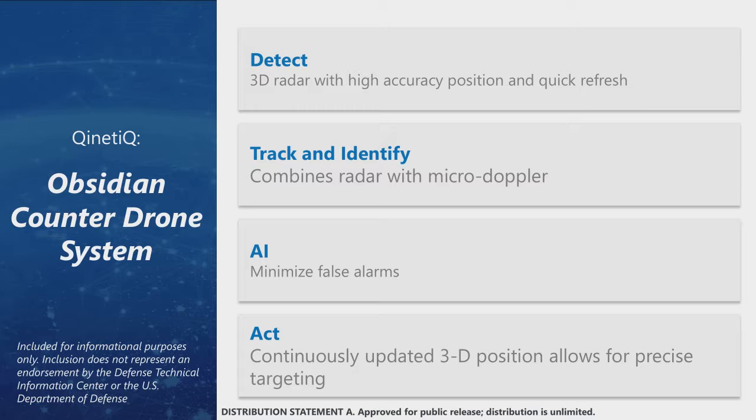From a company called Kinetic, the Obsidian counter drone system uses 3D radar with high accuracy position and quick refresh. It combines radar with microdoppler acoustic technology to minimize false alarms, and it continuously updates the 3D position. It's nice that it gives you both the distance to the target and the height of the target, to give you a very clear picture of where this is, and where this is going.